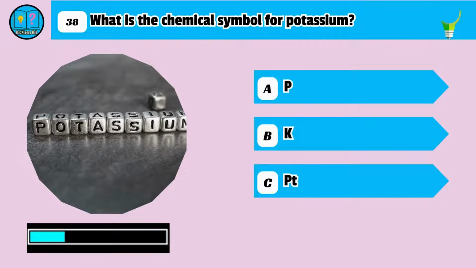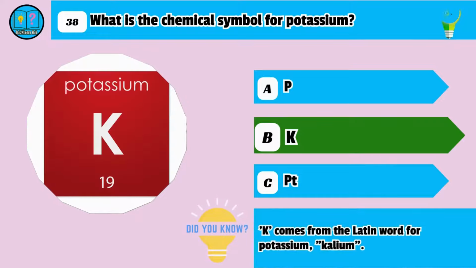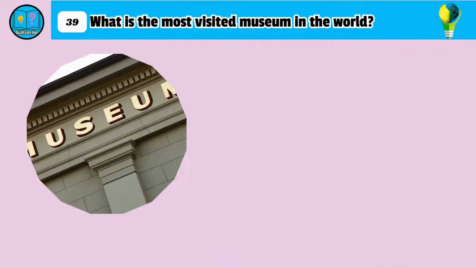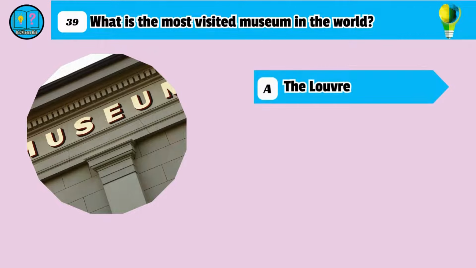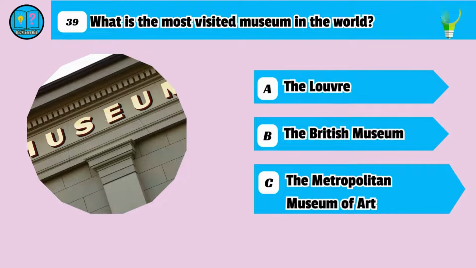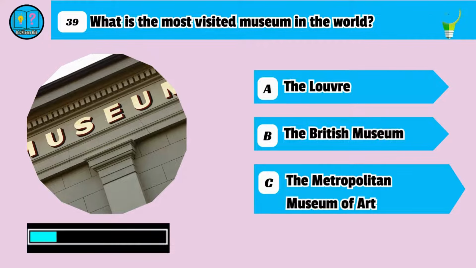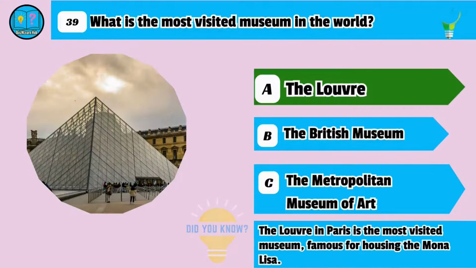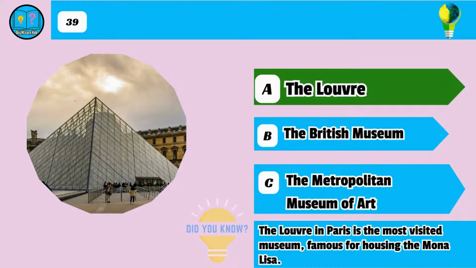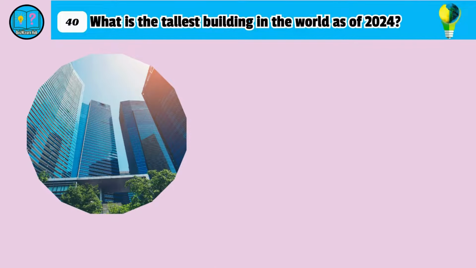P, K, Po. K comes from the Latin word for potassium, kalium. 39. What is the most visited museum in the world? The Louvre, the British Museum, the Metropolitan Museum of Art. The Louvre in Paris is the most visited museum, famous for housing the Mona Lisa.